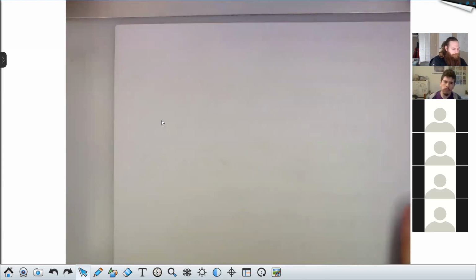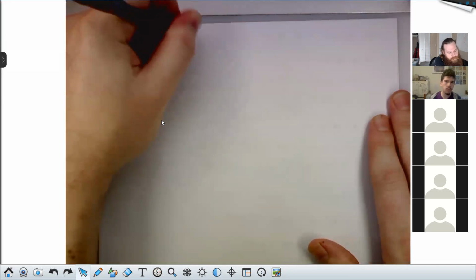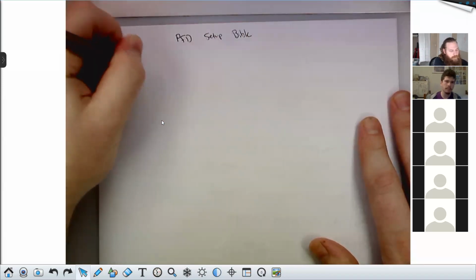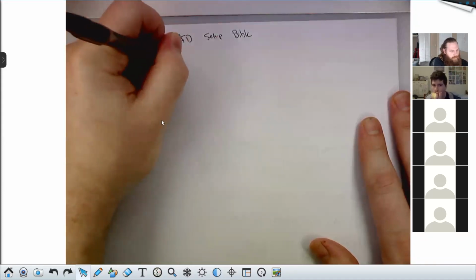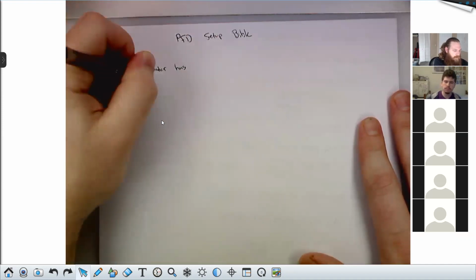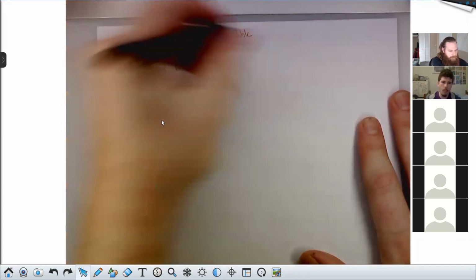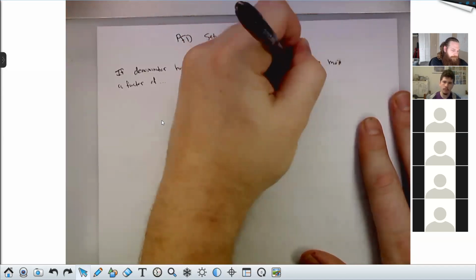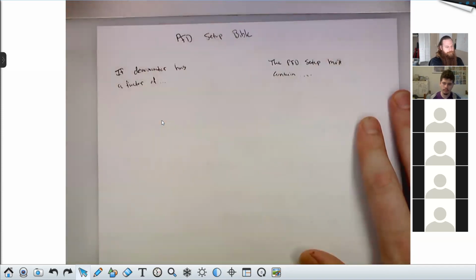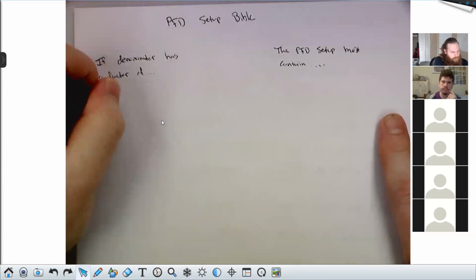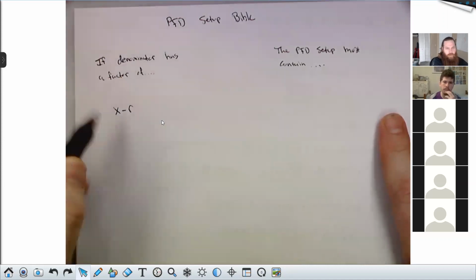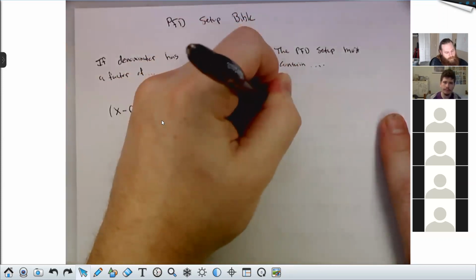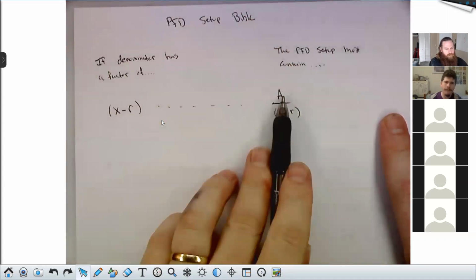It's time for the PFD Bible. So this is the PFD Setup Bible. On the left, if the denominator has a factor of blah, blah, blah, then the PFD setup must contain blah, blah, blah. If the denominator has a factor like x minus r, a simple, non-repeated linear factor, then your PFD setup must contain A over x minus r, or some other coefficient. I'll use A, B, and C.